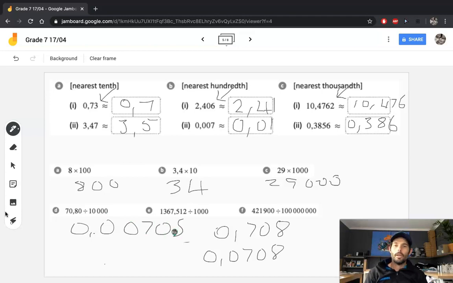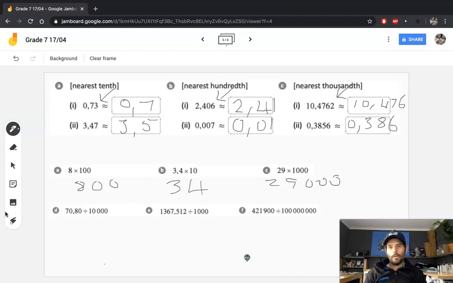0,00708. Okay, so if it helps you to go step by step, and if you recognize that 10,000 is 10 to the power of 4, 10 times 10 times 10 times 10, 4 times, then that 70,8 gets 4 places smaller, or 10,000 times smaller. Okay, so let's have a look at E.